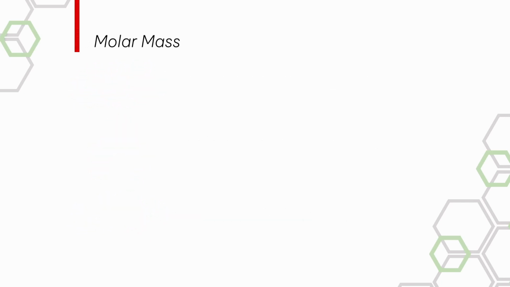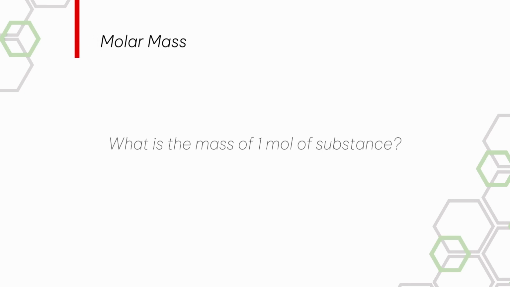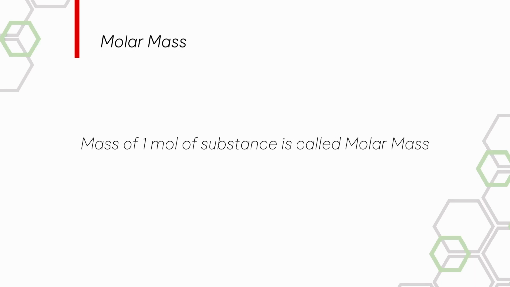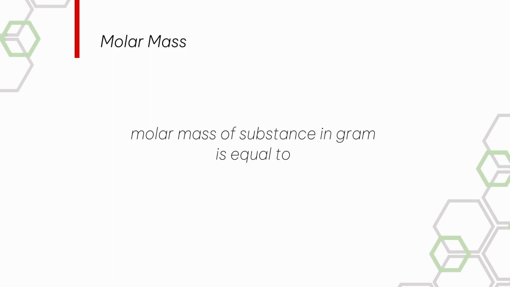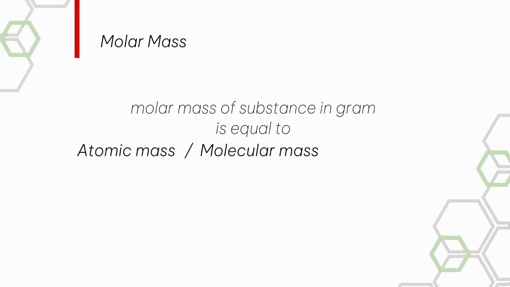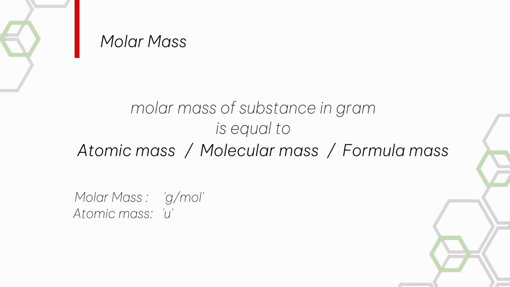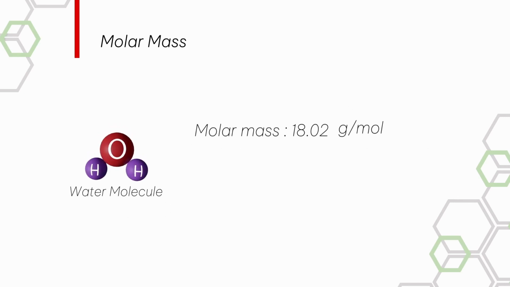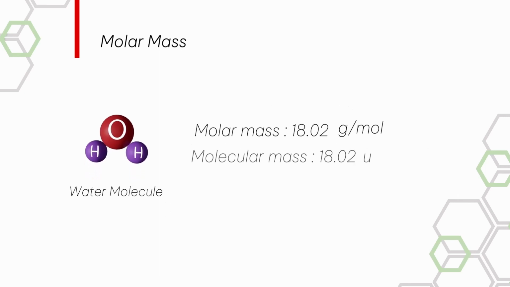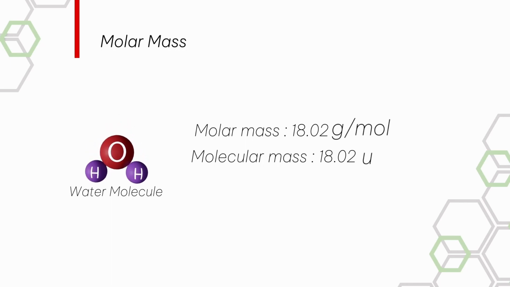Now we have learned what is 1 mole. But what is the mass of 1 mole of a substance? We call the mass of 1 mole of a substance its molar mass. And if the molar mass of a substance is written in grams, then it is equal to the atomic mass, molecular mass, or formula mass of a given substance. Just their unit will be changed. For example, the molar mass of water is 18.02 gram per mole, which is equal to its molecular mass. Just the unit has been changed. The unit of molar mass is gram per mole.